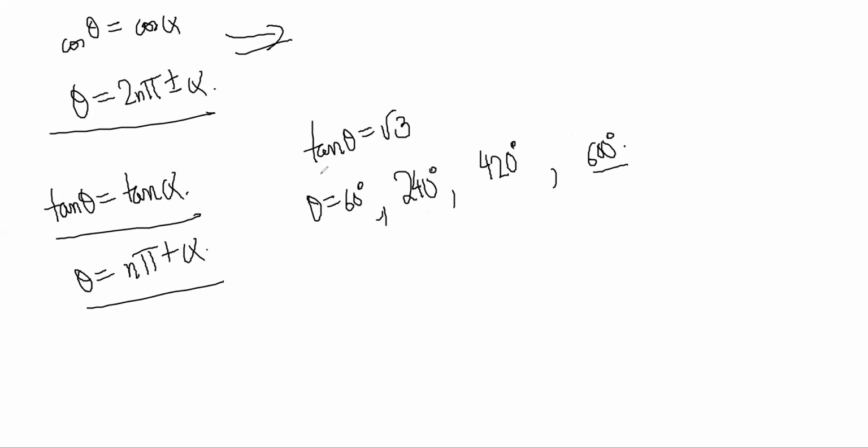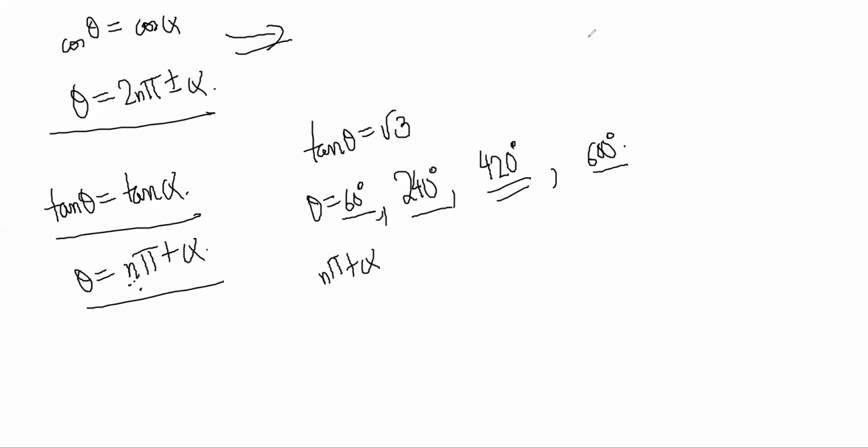Now clearly, what formula will fit? See, n pi plus alpha clearly fits, no? N is equal to 0, it is 60. N is equal to 1, it is 180 plus 60, 240. N is equal to 2, it is 2 pi plus 60, 420, right? Correct. You can also derive it.